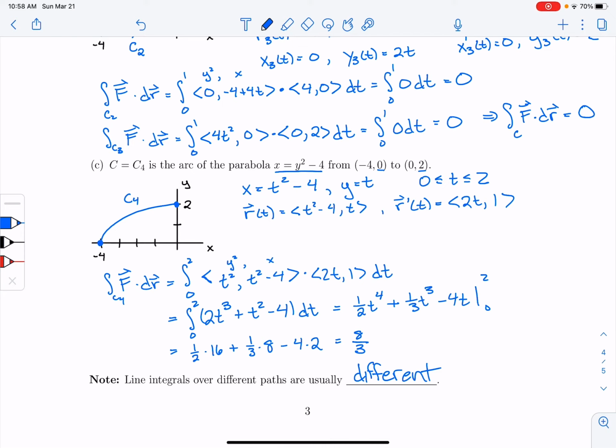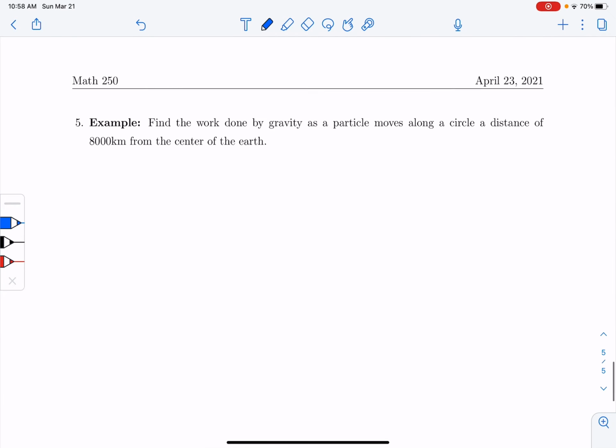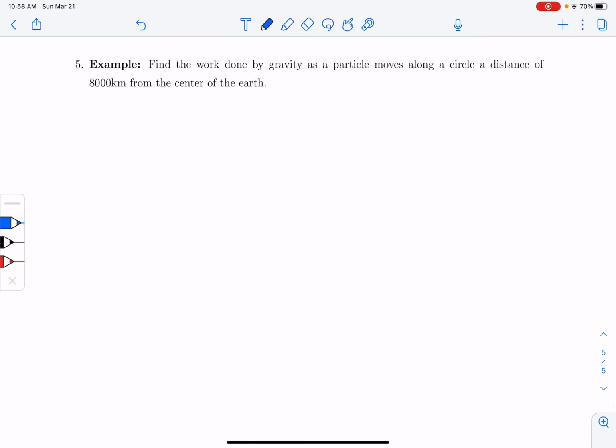Okay, finally, I'd like to conclude with one more example of work from physics. I want to find the work done by gravity as a particle moves along a circle, a distance of 8,000 kilometers from the center of the Earth. So what I'm imagining is that there's a particle in orbit. Okay, so we're going to imagine that this particle is going to start here, and it's going to move along a circular path, okay, say to there, and it always remains a distance of 8,000 kilometers from the center of the Earth. So my path here is going to be called C.